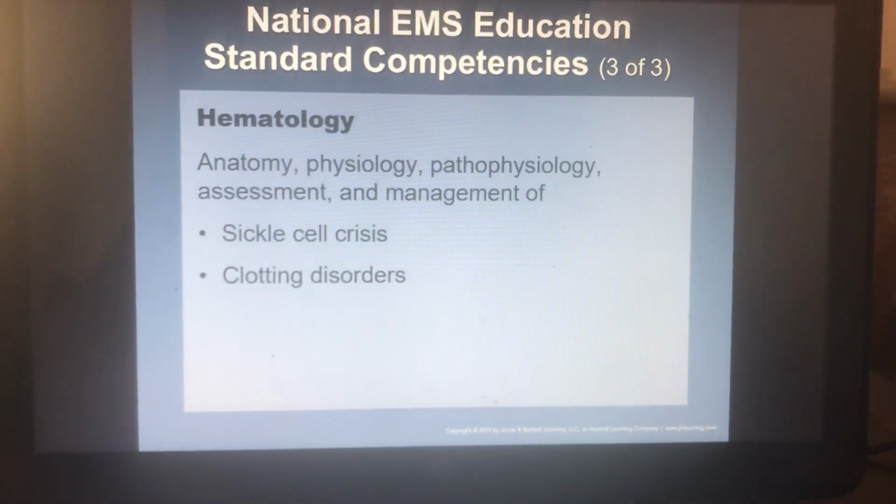All right. In hematology, some of the things that you need to know, or at least pay attention to as far as your EMS portion is concerned. One is going to be your sickle cell crisis, and the other is clotting disorder. We will get into that after we have some good A&P review.